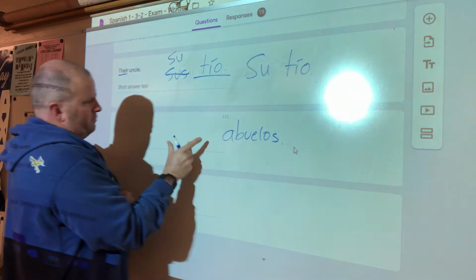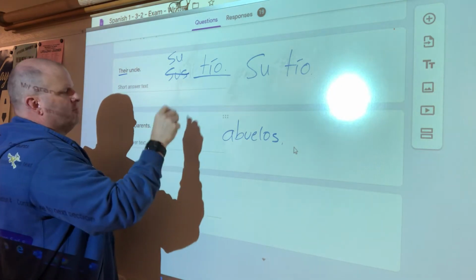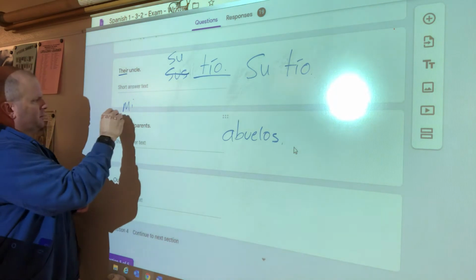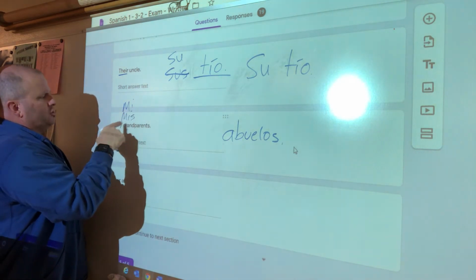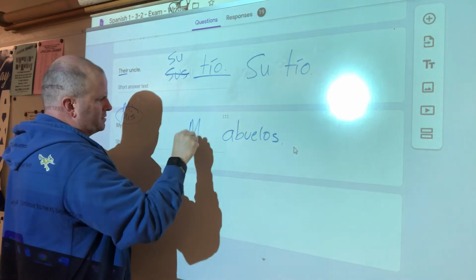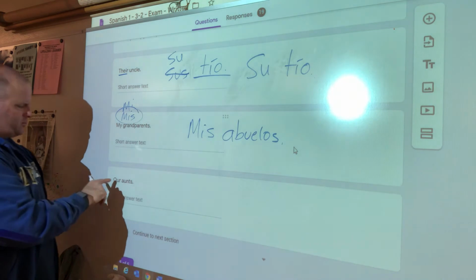So the word to say "my" needs an S because this has an S. Remember my two ways to say "my" are mi and mis. Hope you guys can see this. So because grandparents is plural, I'm going to pick mis. So I say mis abuelos. Okay? And then the last one, our aunts.